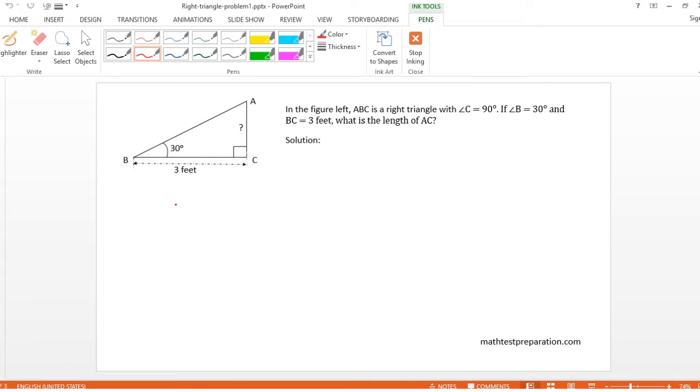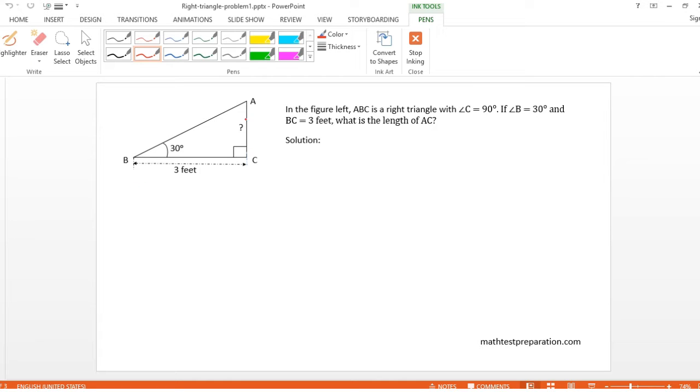In this class, we are going to solve a right triangle problem. The given condition is: ABC is a right triangle with the angle C is 90 degrees. If the angle B is 30 degrees and BC is 3 feet, the question asks, what is the length of AC? Now, let us solve this problem.